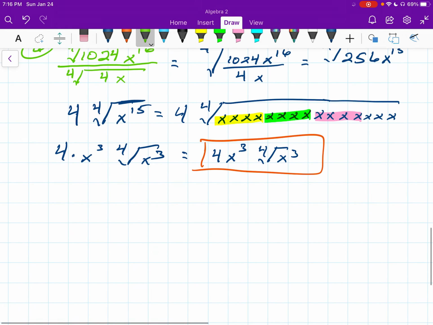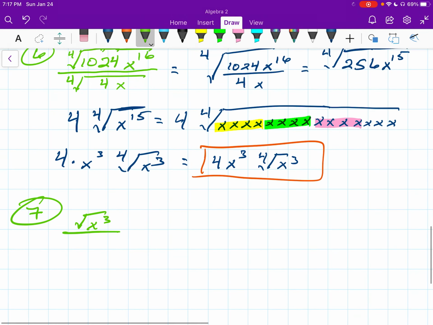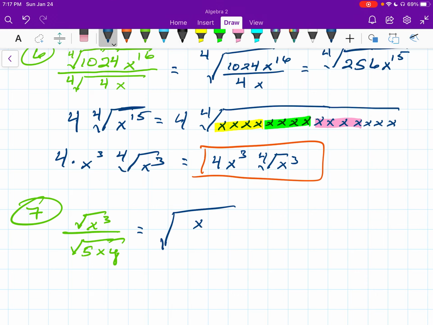All right, 2 more problems. For number 7, we're going to say we have the square root of x cubed over the square root of 5xy. This is one of them that we're going to have to rationalize the denominator at the end. So we'll start off, they're both square roots, so we can put them all under one big root with the fraction. So I'm going to have one big root, and then my fraction, so I'll have x cubed over 5xy.